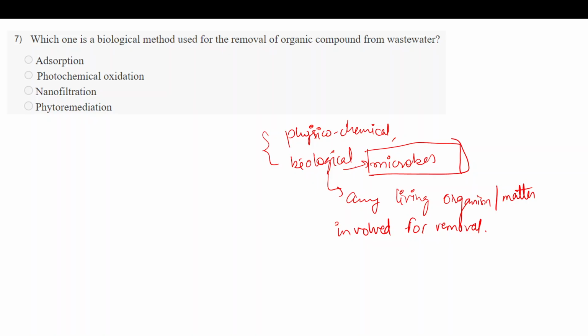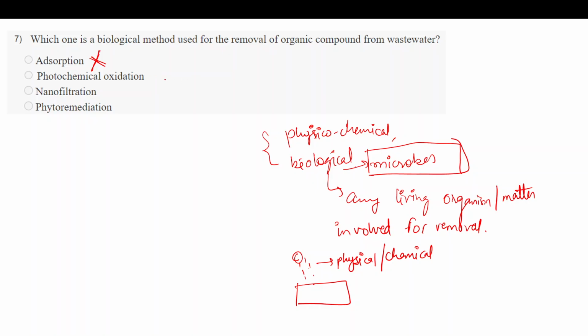First is the adsorption process. Here the adsorbent and the pollutant have some physical van der Waals or hydrogen bond, or some chemical covalent bond, or some electrostatic force of attraction. So a similar bond might prevail and the removal will happen. The pollutant will stick here. So here we are not using any living organism or living matter, right?